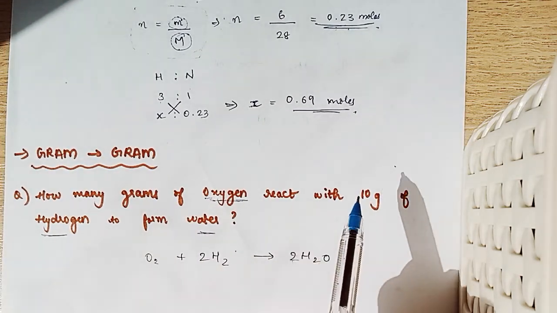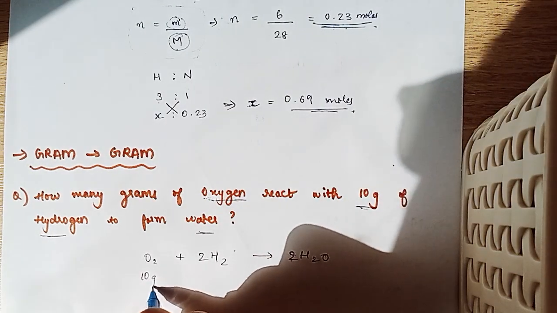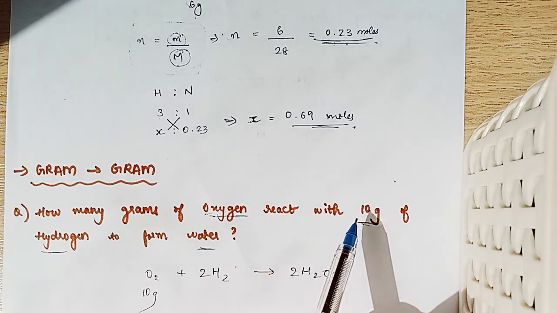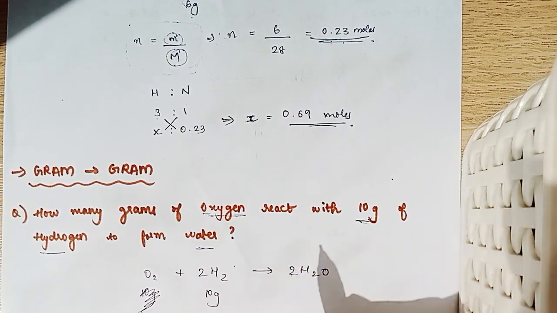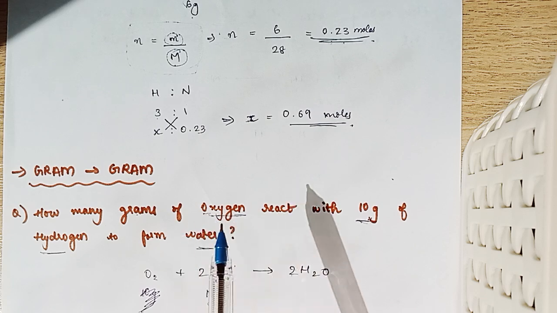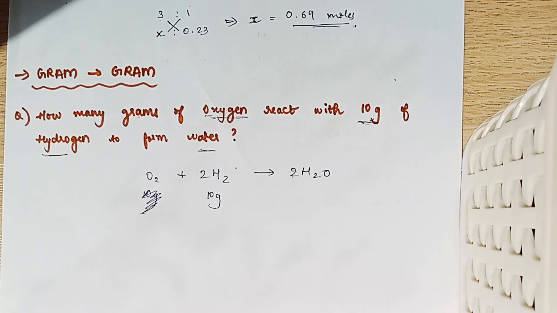Now what is given to us? It is given 10 grams of oxygen. So write it down. 10 grams of oxygen. What do we need to find out? No, sorry, 10 grams of hydrogen. So write down 10 grams of hydrogen. We need to find out how many grams of oxygen react with 10 grams of hydrogen.